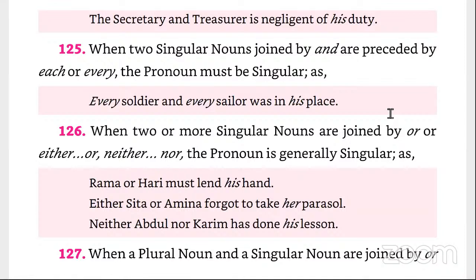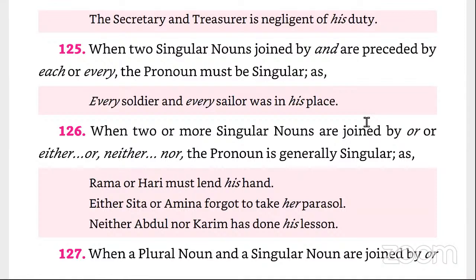Either Sita or Amina forgot to take her parasol. What is a parasol? A parasol is a type of umbrella, a type of sunshade, you can say. Whenever people go to, say, a beach, they take parasols with them. So somebody forgot to take her parasol. You can remember parasol as a sunshade.